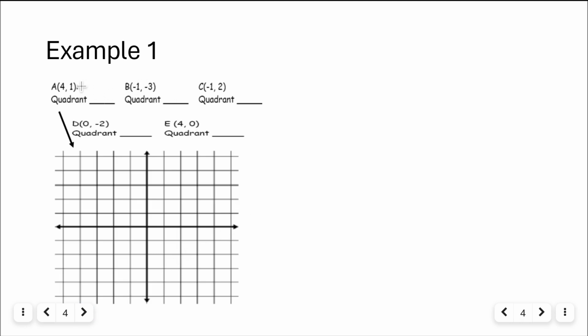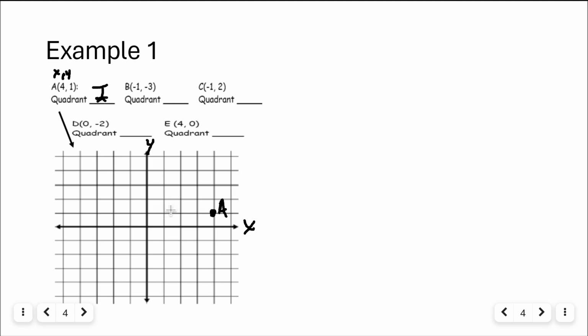Okay, so for example, if I want to graph the point 4 comma 1, I'm going to go 4 spaces to the right. Remember, x-axis is left and right, y-axis up and down. So my x-coordinate is 4, my y-coordinate is 1. I'm going to go 4 spaces to the right, 1 space up, make a point, and I'm going to label this as A. What quadrant is this in? Remember, your quadrants make a C, so this is quadrant number 1.